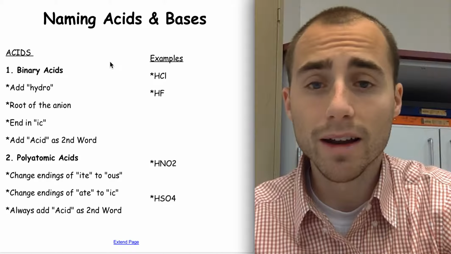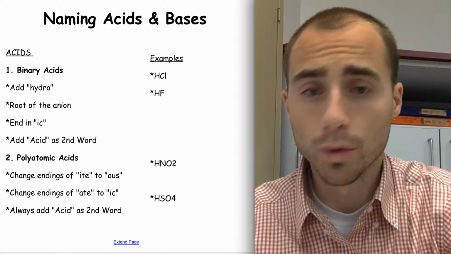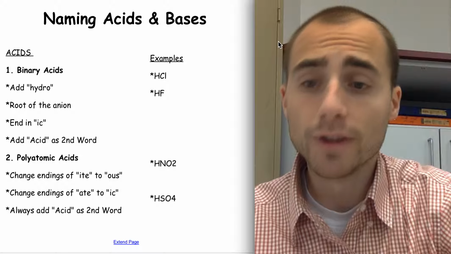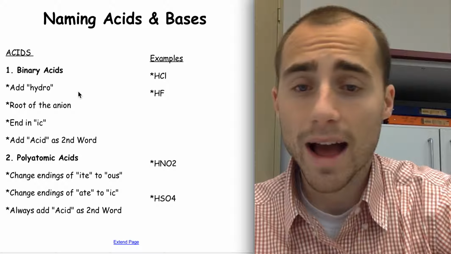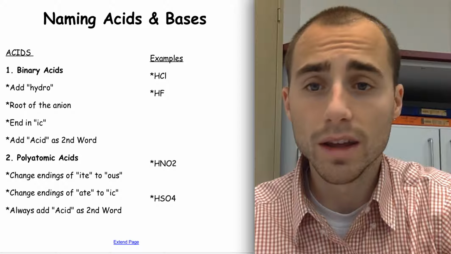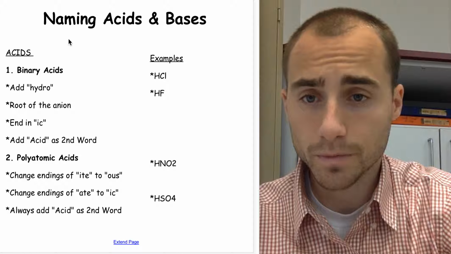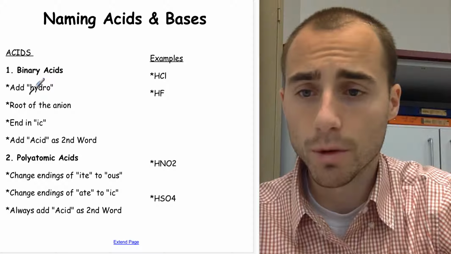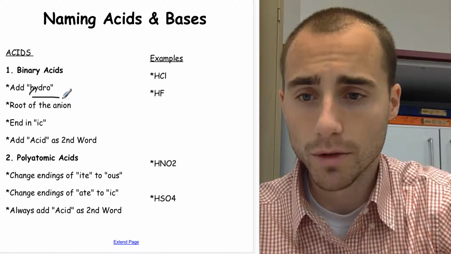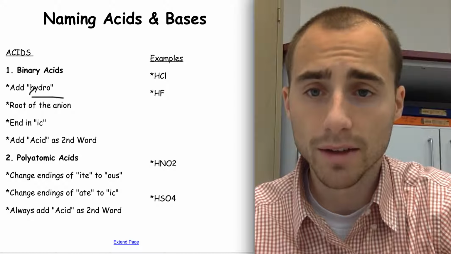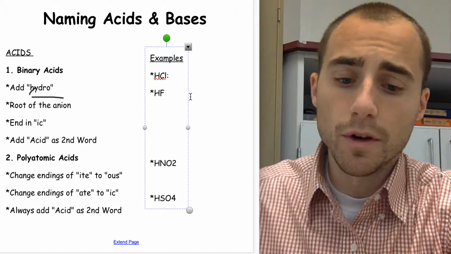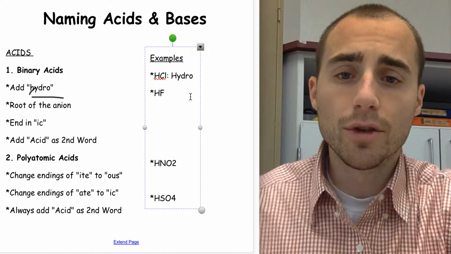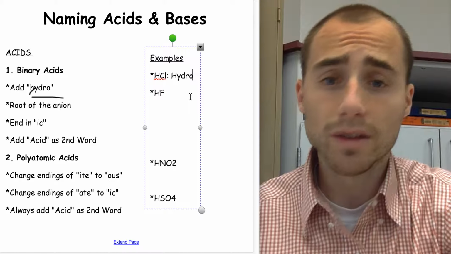So we're going to look at binary acids first and the rules that go with those. So the first thing with binary acids is you always add the word hydro to the beginning. So if we look at our example here, I'll do this one. The first step we're going to do is always add hydro to the beginning. That's always going to happen.